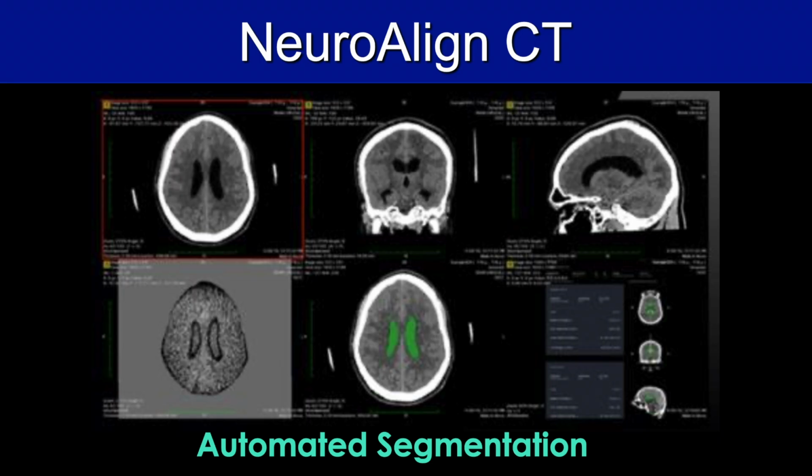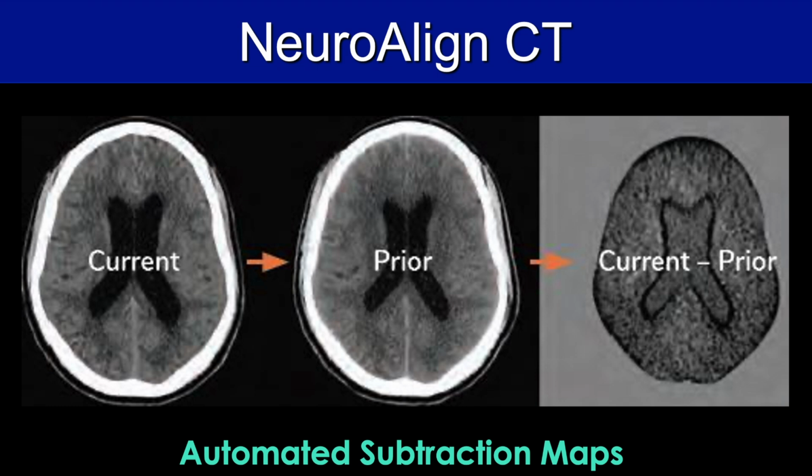Now, we don't typically use CT for dementia, but Cortex has a CT product, and it will auto-align images and then segment the ventricles here, and then apply automated subtraction maps. So here's the difference between the current and prior, and you can see how this would be useful for patients that have dementia, and also be useful for normal pressure hydrocephalus.